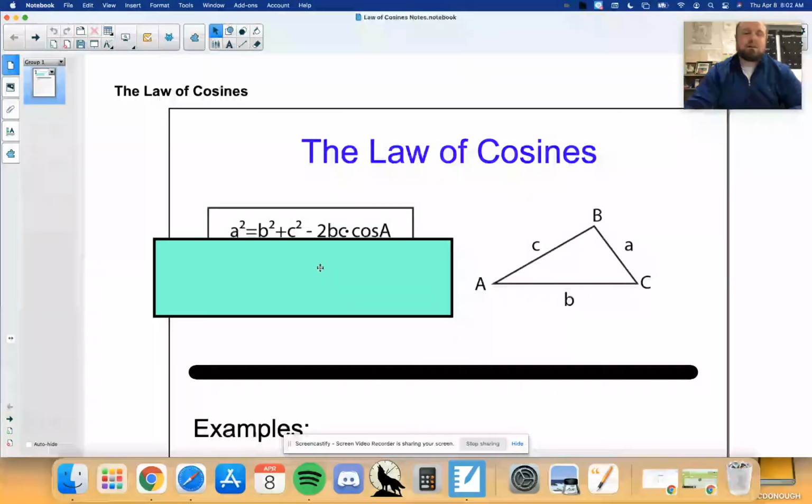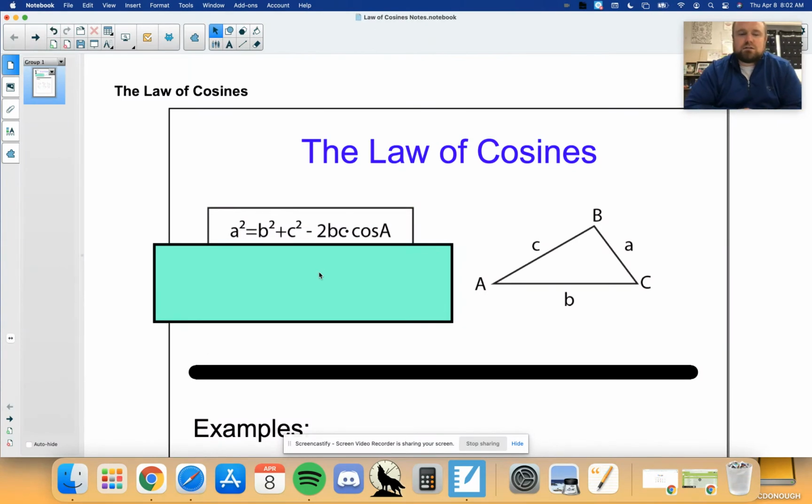I'll start with the first one, which is this equation right here. What you'll notice is that it starts out a squared. If we're looking for side A, we start out the equation a squared. It's equal to b squared plus c squared, so the other two sides squared and added together, minus 2bc. You'll notice that b and c are squared here, and they also happen to be multiplied here. And then it gets multiplied by the cosine of capital angle A, which starts with lowercase a and ends with capital A.